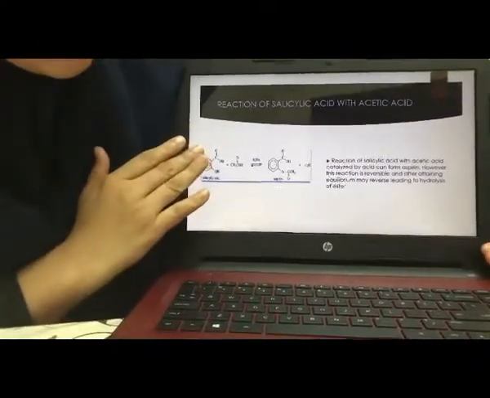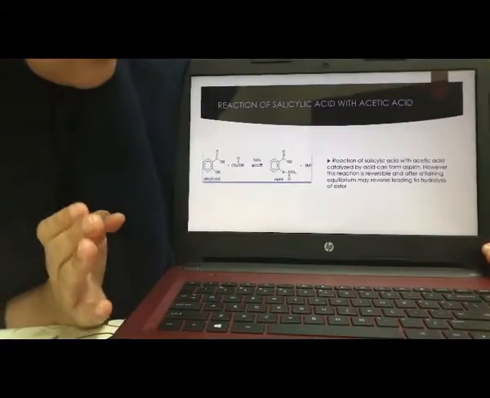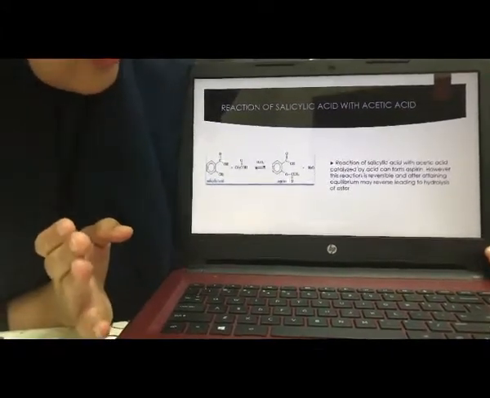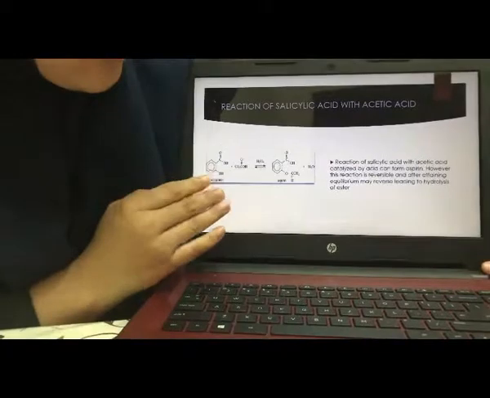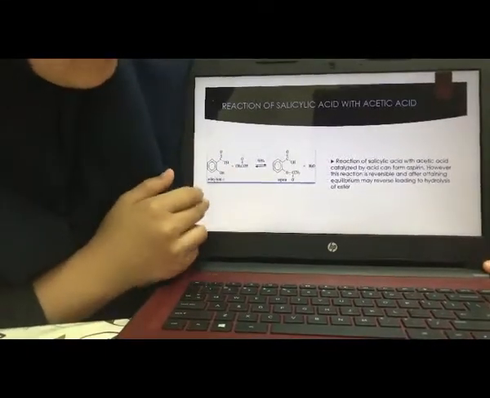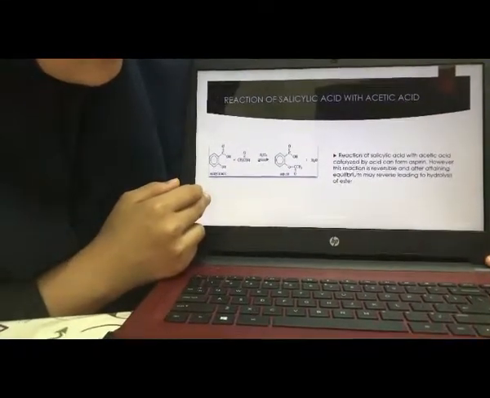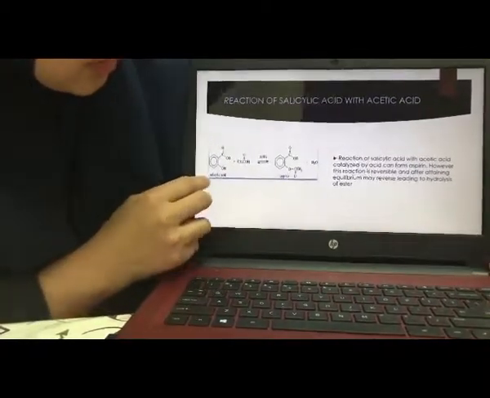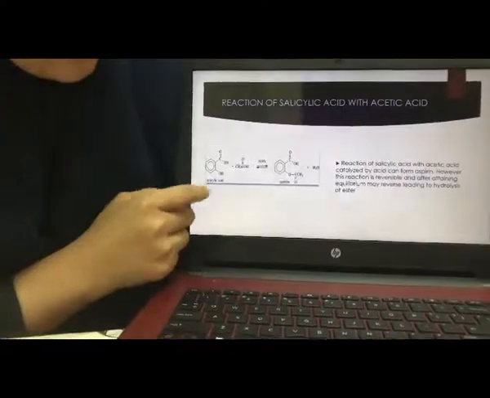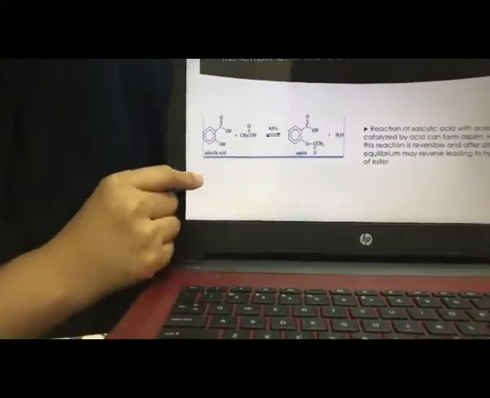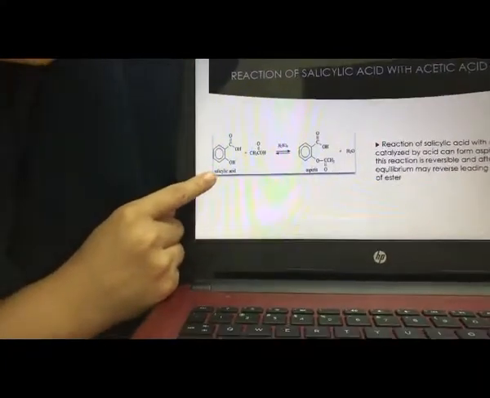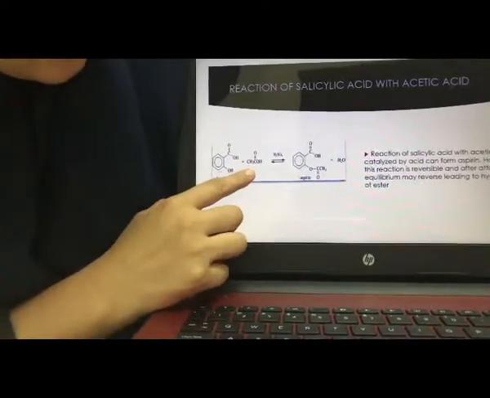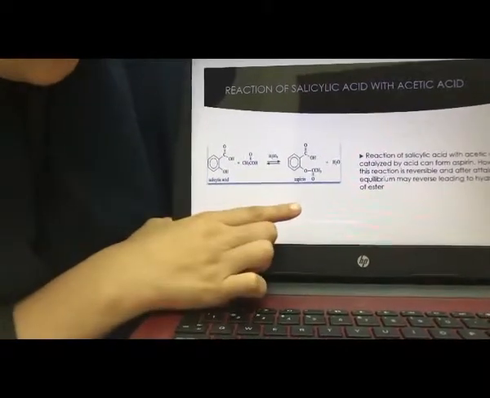Reaction of salicylic acid with acetic acid, catalyzed by acid, can form aspirin. However, this reaction is reversible and after attaining equilibrium may reverse, leading to hydrolysis of the ester. So you can see the reaction of salicylic acid with acetic acid. It will form aspirin.